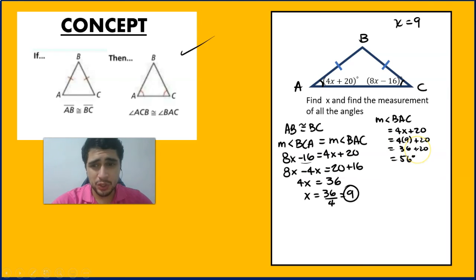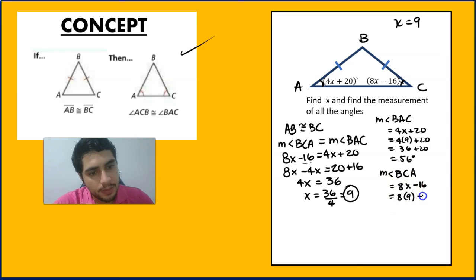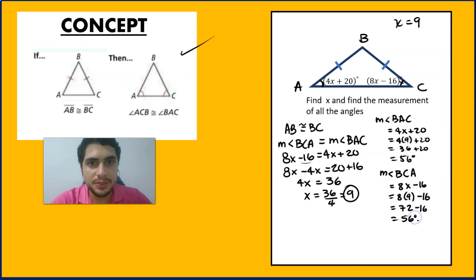Now, if we're doing this problem correctly, whenever we substitute in BCA, so this angle right here, it also has to give us an answer of 56. But let's just verify that to make sure that we have done this properly. So the measurement of angle BCA is going to be 8x minus 16. So it's going to be 8 times 9 minus 16, which is going to be 72 minus 16. And we know that that is 56 degrees as well. So we have done it properly.